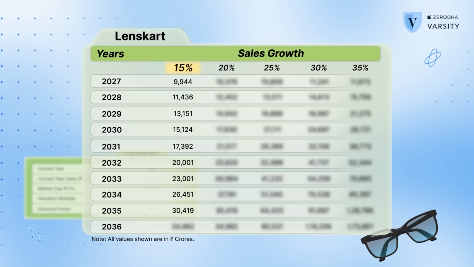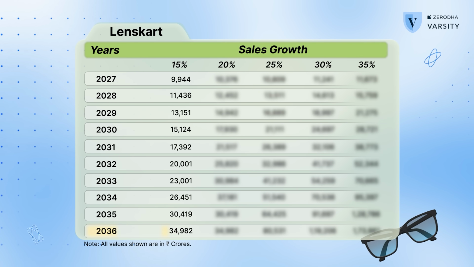Growing consistently at 15%, the 10th year sales, that is in the year 2036, Lenskart will have a sales of 34,982 crores. After the 10th year, let's just assume that the growth rate will reduce and the company will transition into a matured, established company. Such companies usually attract about 5 or 6 times multiple on sales. Alright, with these numbers, let's assume that today you want to invest in Lenskart and want to develop a sense of its valuation. Here is what you can do.